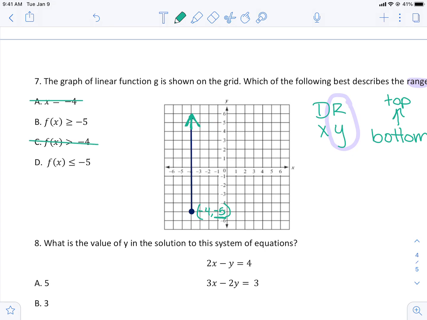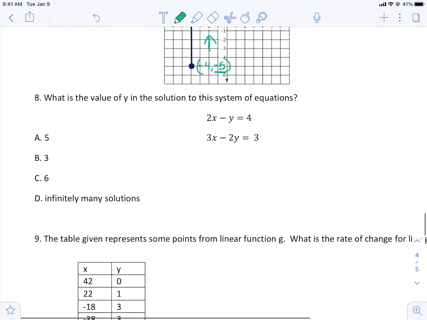Now, what I need to understand is, are my Y values getting bigger than -5 or smaller? Well, if it starts at -5 and it always goes up, that means my values are getting bigger. So I want my inequality sign to open up towards the Y, which in this case, the Y is represented by f of x. So I want it to say f of x is greater than or equal to -5 because I have a closed circle. So that means answer choice D is eliminated because that says it's less than, and we're not going down. So that would be our answer choice.